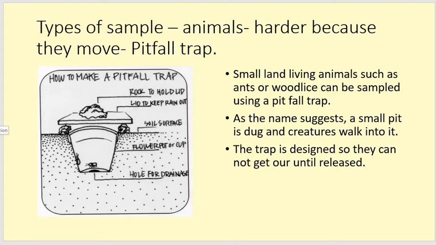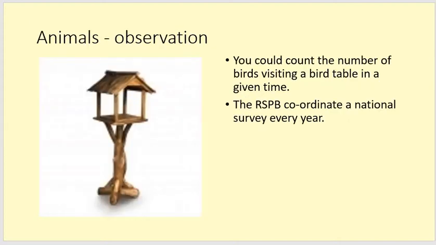Another way to sample is by observing, that is watching. For example, you could count the number of birds visiting a bird table in a given time. The RSPB, the Royal Society for the Protection of Birds, coordinate a national survey every year where people across the country, on a certain day at a certain time, count how many of certain birds they see. The possible problems with a bird table sample are that only some birds will be attracted to the food you put out. Different birds eat different foods, and of course if you have a particularly large bird, it may not fit on the bird table at all.